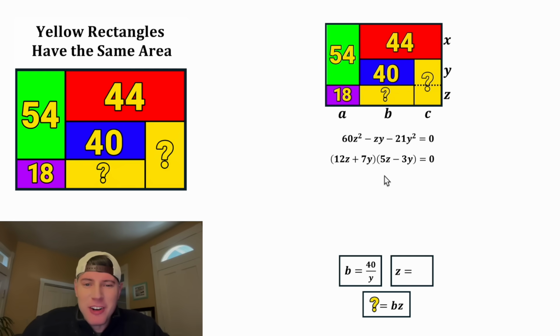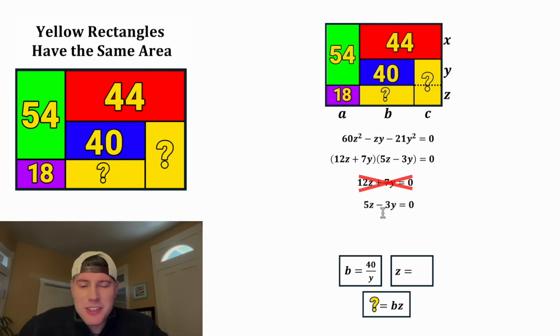If we were to multiply all this out, it brings us back up here. Anytime you have something times something equals 0, this will be true if either of those somethings is equal to 0. So first let's look at the 12z plus 7y equals 0. This is not possible. Z and y are both positive values. They cannot be 0. So there's no way 12z plus 7y can equal 0. So this is not a valid solution.